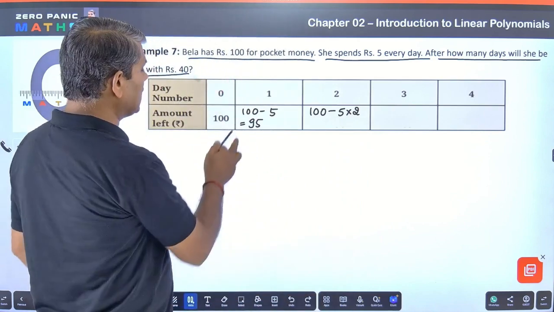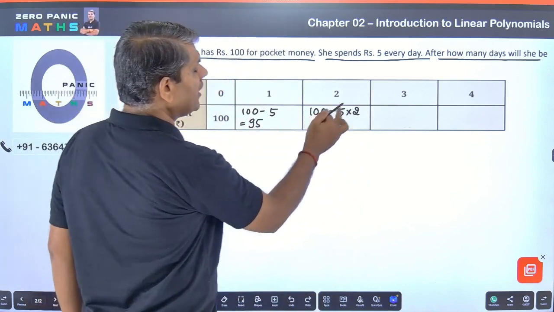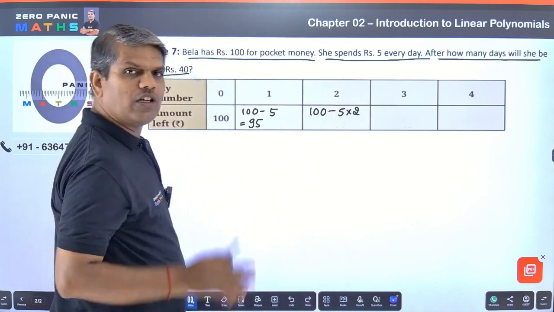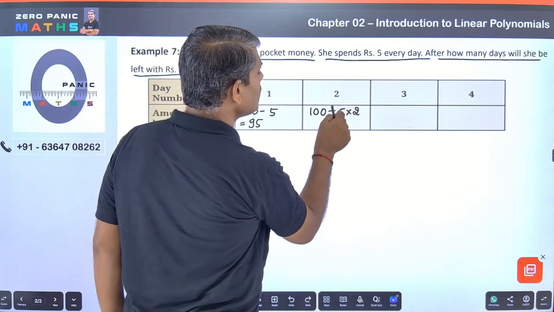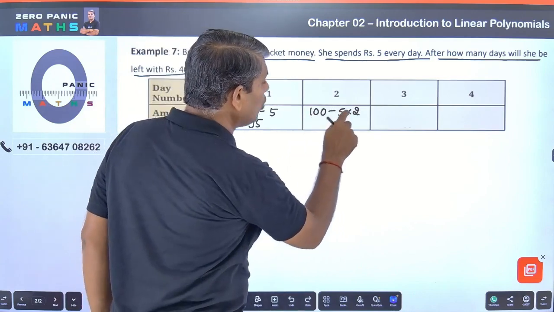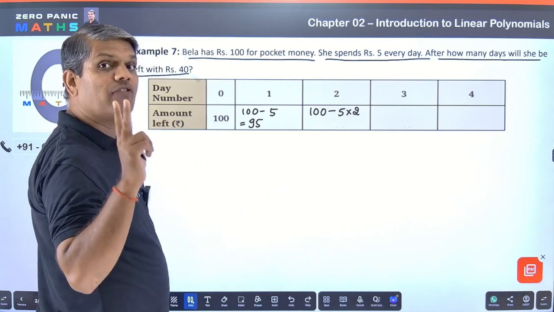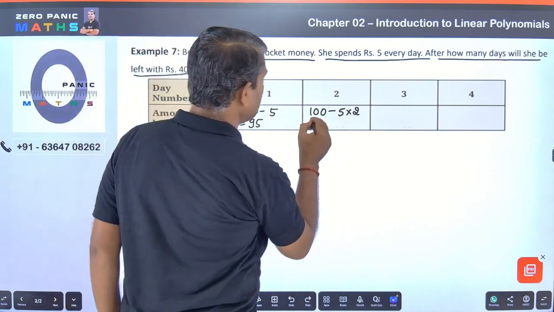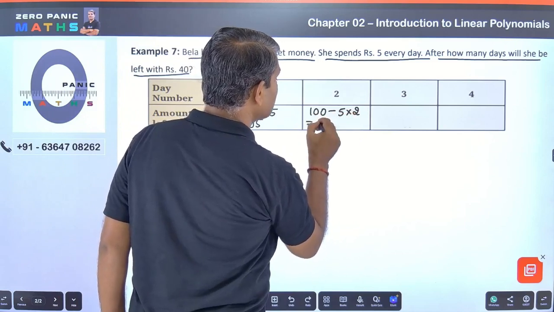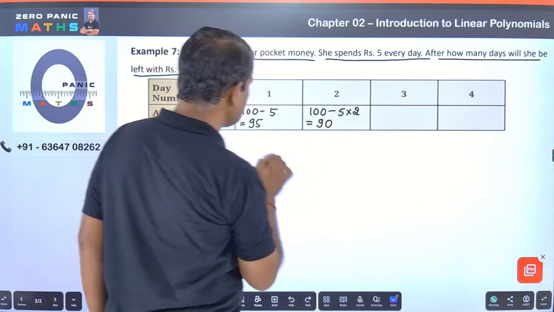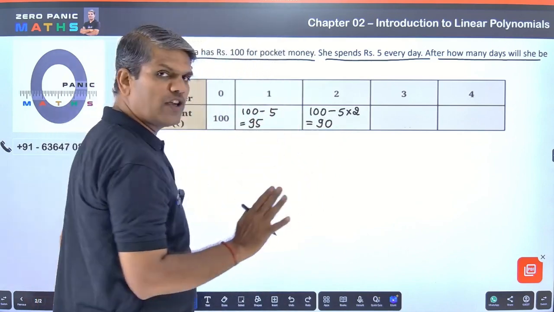Of course it can be 95 minus another 5 also, that also gives us 90 only, but I am writing it as 2 times 5, because over 2 days she has spent 5 rupees each day. That gives us 5 into 2, 10, that is 100 minus 10, and that is 90, which is equal to 95 minus 5 only.